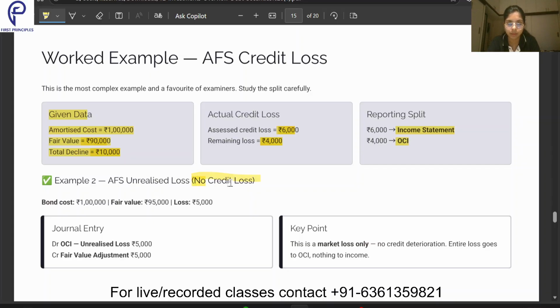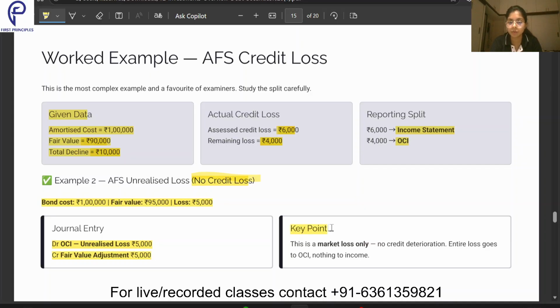So now when we have this, 1 lakh is the bond cost, fair value is becoming 95,000, a loss of 5,000. So in this case, what is happening? There is no credit loss. This is the case when we have unrealized loss. So unrealized loss will go in my OCI, and credit will be fair value adjustment of 5,000.